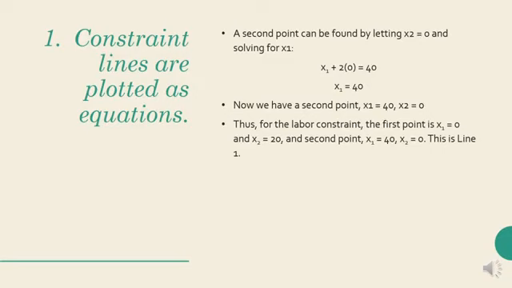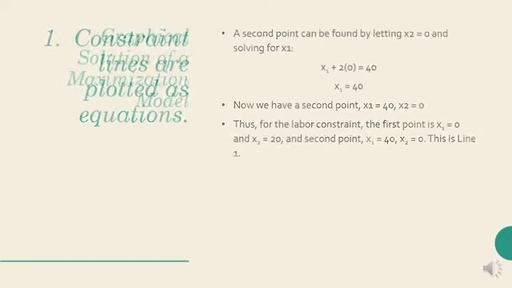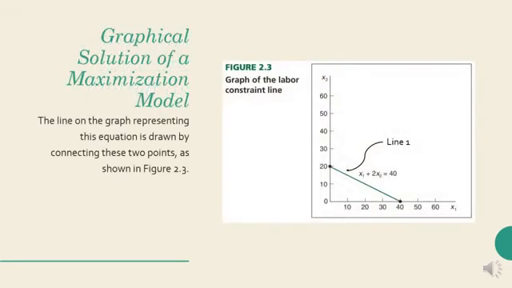Thus, for the labor constraint, okay, labor constraint line 1, the first point is x1 is equal to 0 and x2 is equal to 20. And second point, x1 is equal to 40, x2 is equal to 0. This is line 1. Okay, nakuha nyo sana yun, ano? Okay, so ito yung ginawa nating line 1.